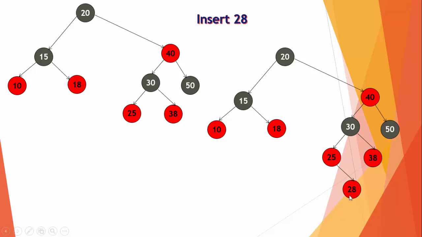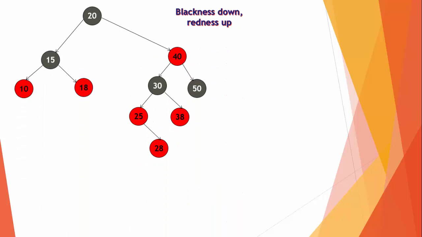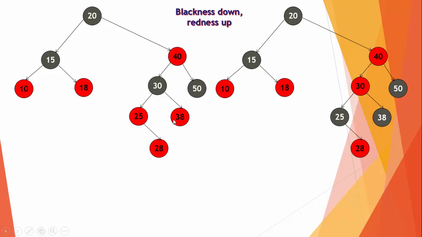Node, parent and uncle are red, so we need to do blackness down, redness up, which is the color change between the parent and the grandparent. So these two nodes become black and this node becomes red. But after this action, we can see that these two consecutive nodes are red, so we need to do some more action.